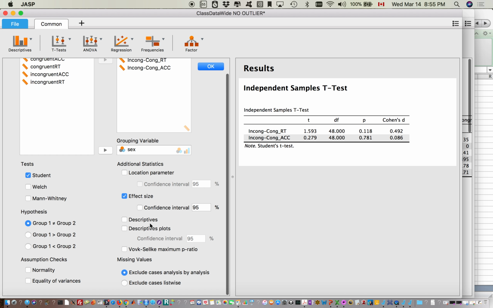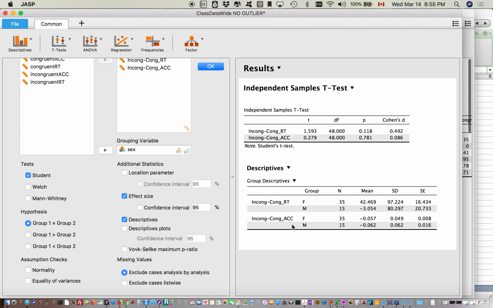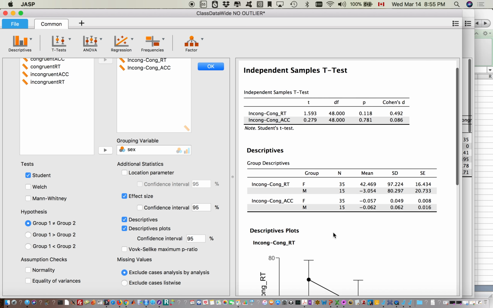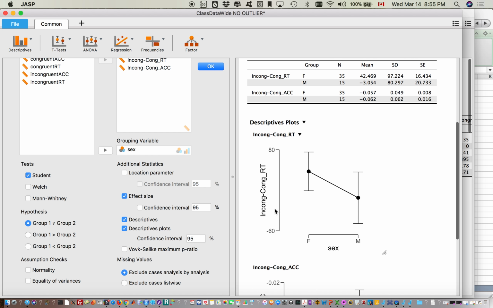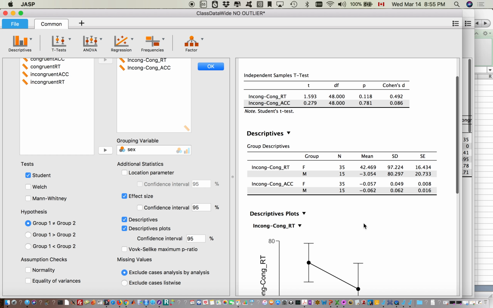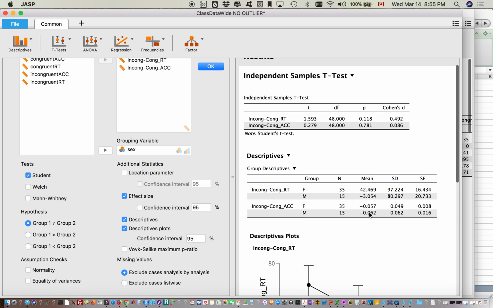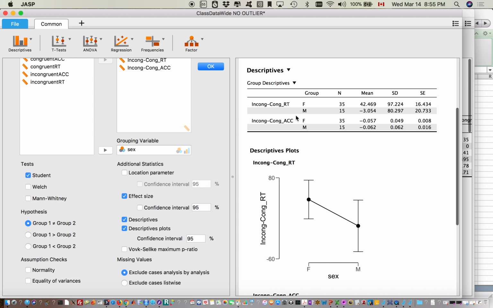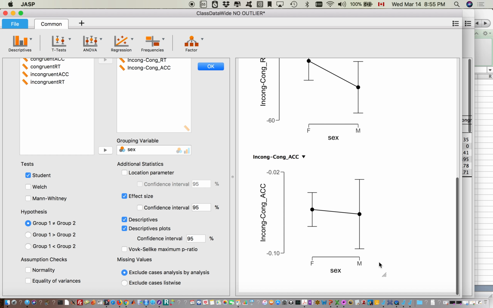Okay, we're also going to ask for descriptive statistics here, which you're going to report along with your outcomes, and descriptive plots. We can see the descriptive plots, and for reaction times it looks like the difference for women is slightly larger than it is for men. So women, it appears, are going to be slightly slower, or the difference between incongruent and congruent reaction times is slightly larger for women than it is for men. That is not what I would have predicted, but there it is.